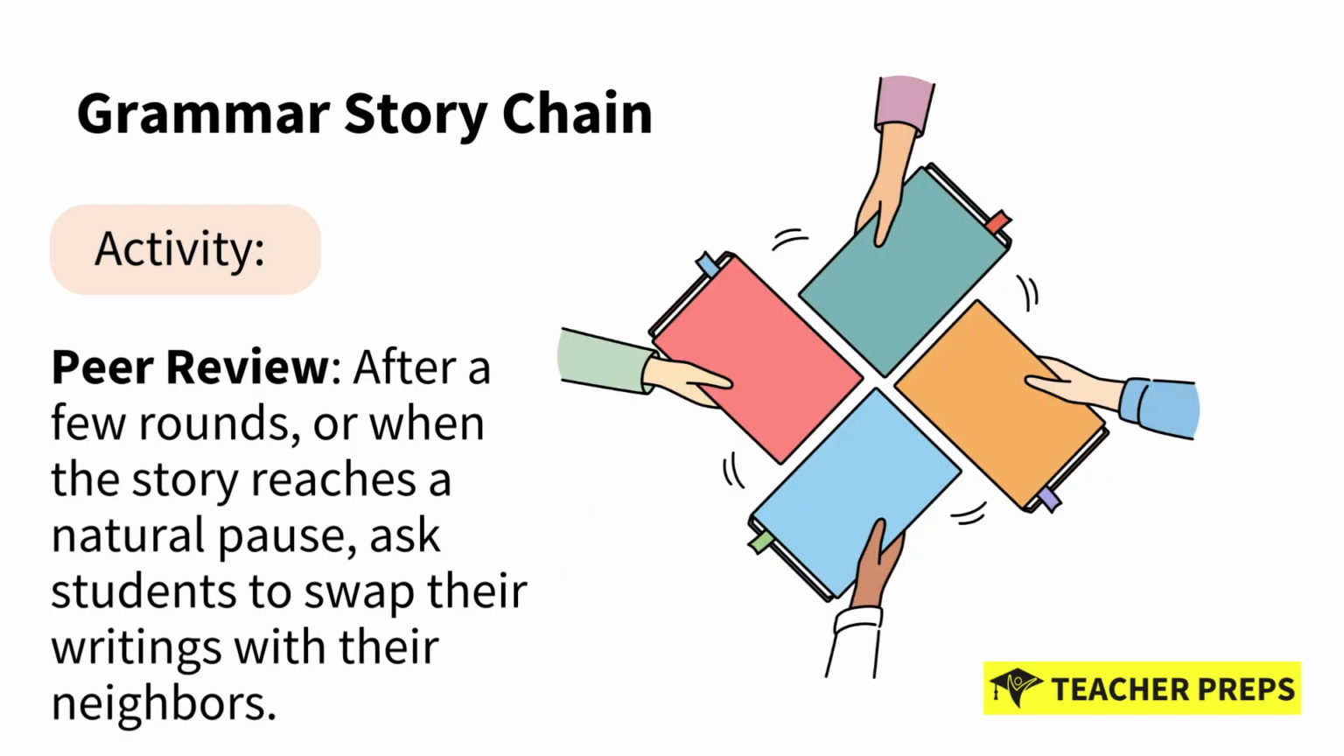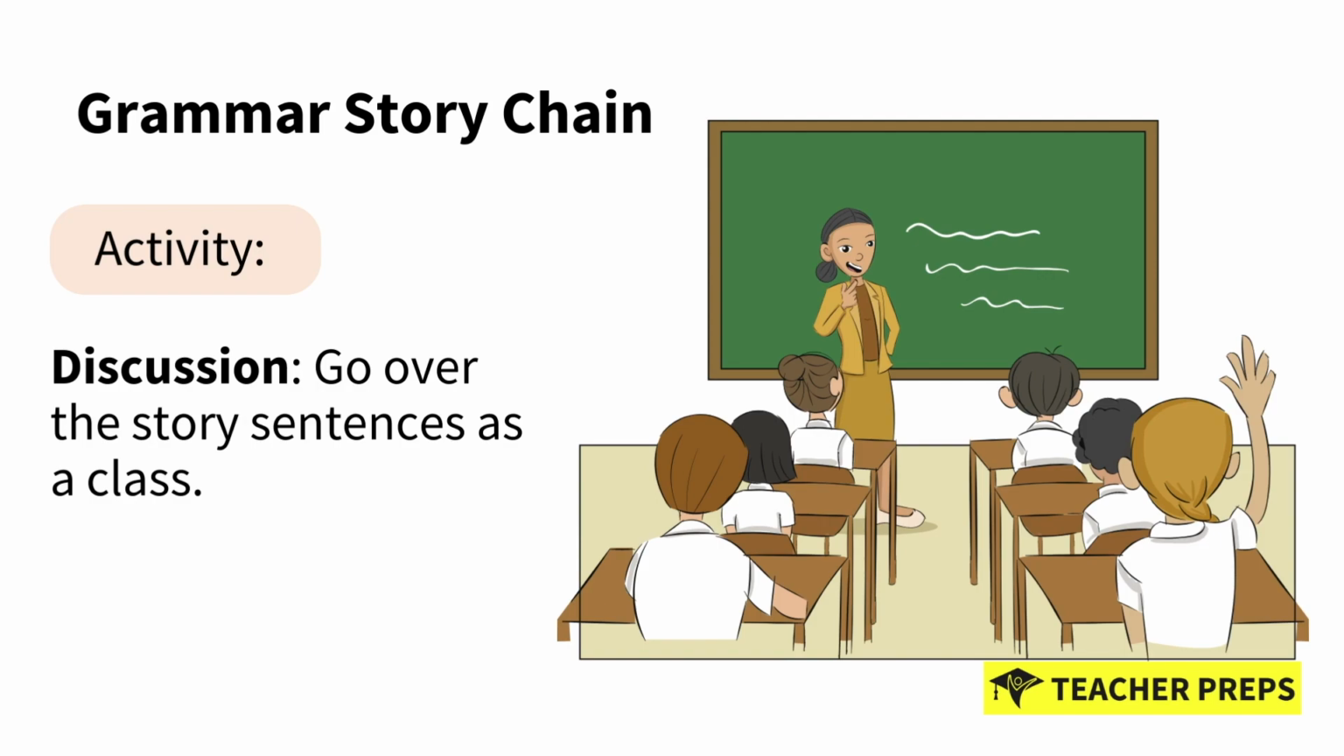Now we have peer review. After a few rounds, or when the story reaches a natural pause, ask the students to swap their writing with their neighbors. Each student should try to identify the grammar rule or convention that their friend was using. Discussion. Don't forget to discuss what the students have just done. Go over the story sentences as a class. Discuss the grammar rules applied and how they helped or sometimes challenged the flow of the narrative. Encourage students to share any sentences that they found particularly effective or, interestingly, difficult for them to understand or create.